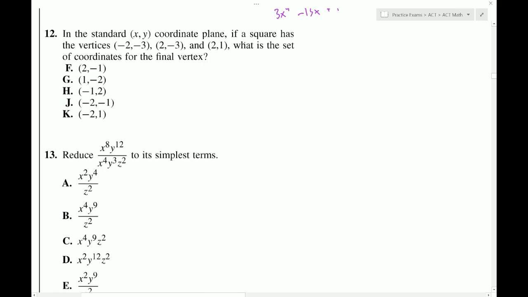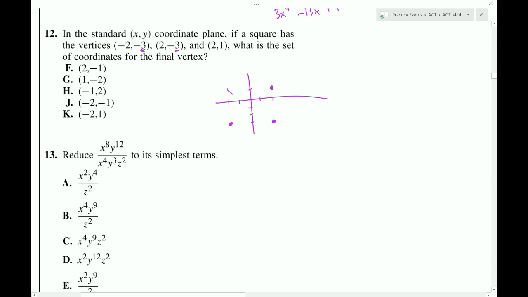In the standard xy coordinate plane, if a square has these 3 vertices, what is the set of coordinates for the final vertex? Okay. So let's try to get an idea of what's happening here. So it looks like this coordinate matches, right? So we pretty much have at negative 3 of a y value. We've got a point at 2 and at negative 2.